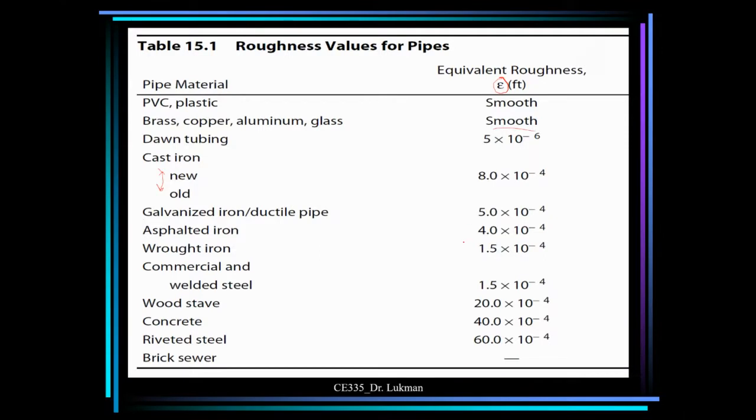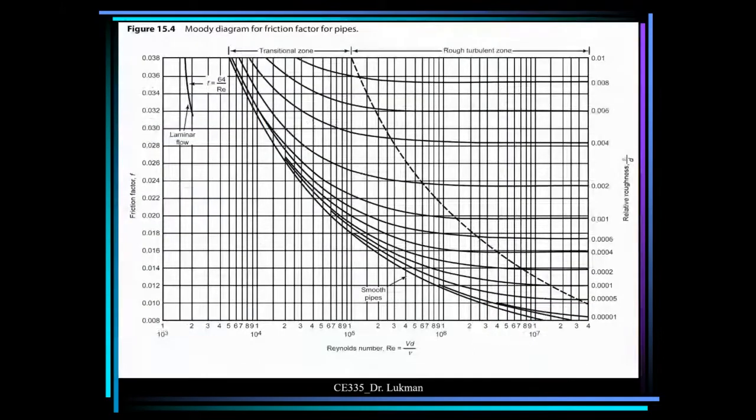So you can see the roughness increasing with concrete, riveted steel, and brick sewer. Riveted steel and concrete have very high equivalent roughness. So the smoother it is, the less the roughness; the coarser it is, the more rough it is, and the higher the roughness coefficient. And this is the Moody diagram for determining the friction factor for pipes.